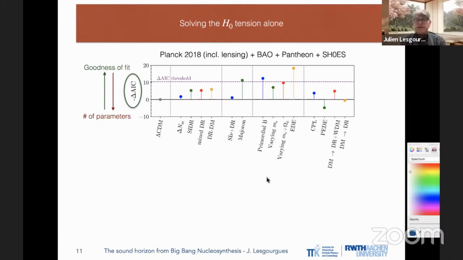But we also provide these criteria for comparison, and they give different results indeed. For instance, some are more favorable to early dark energy, some are more favorable to the Majoron model. So yes, there are different criteria and they give slightly different results, but not to the point of completely changing the conclusions.